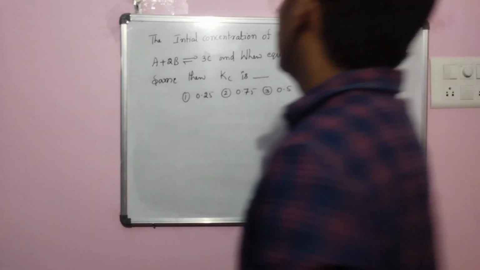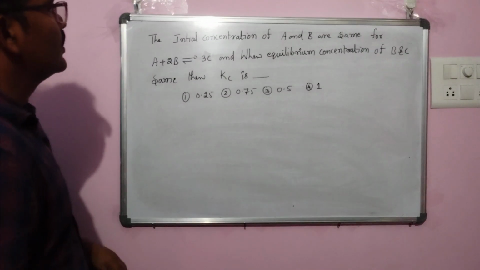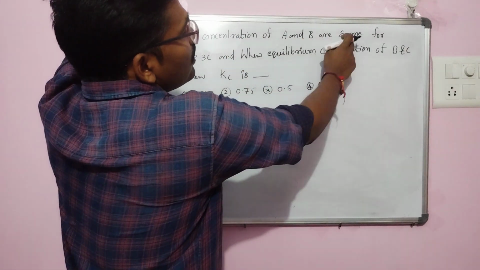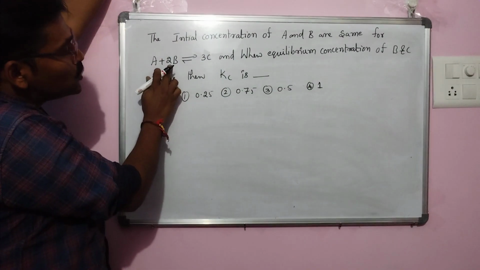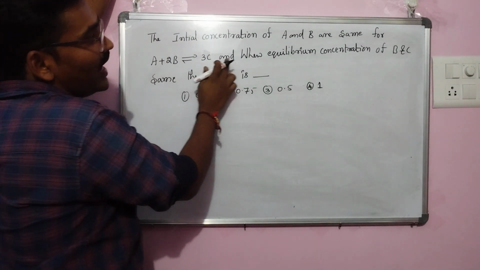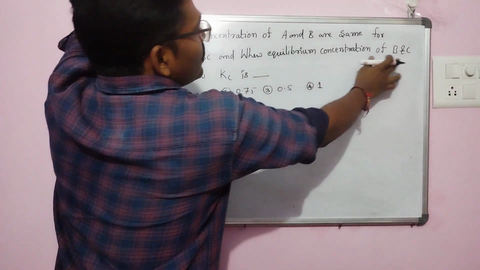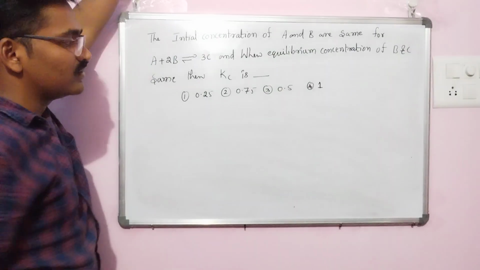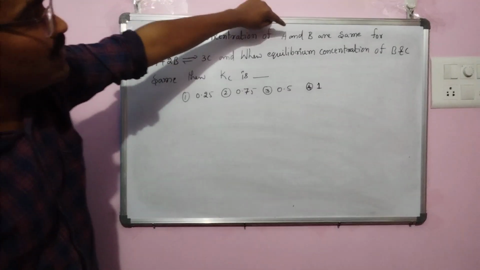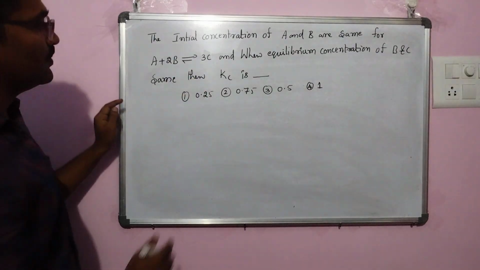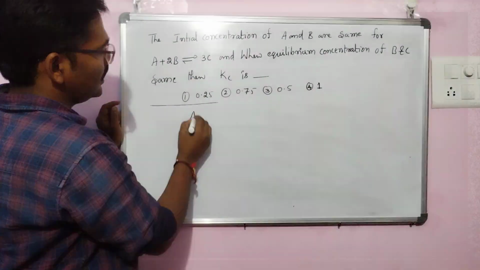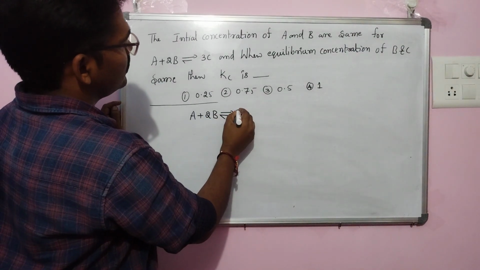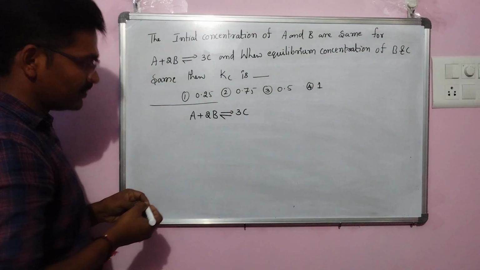Now look at the next problem. The initial concentrations of A and B are the same, for the reaction A plus 2B gives rise to 3C. And when the equilibrium concentrations of B and C are the same, then what is Kc? So the first thing: the initial concentrations of A and B are the same for the particular reaction. What reaction is given here? A plus 2B gives rise to 3C, they are given like this.